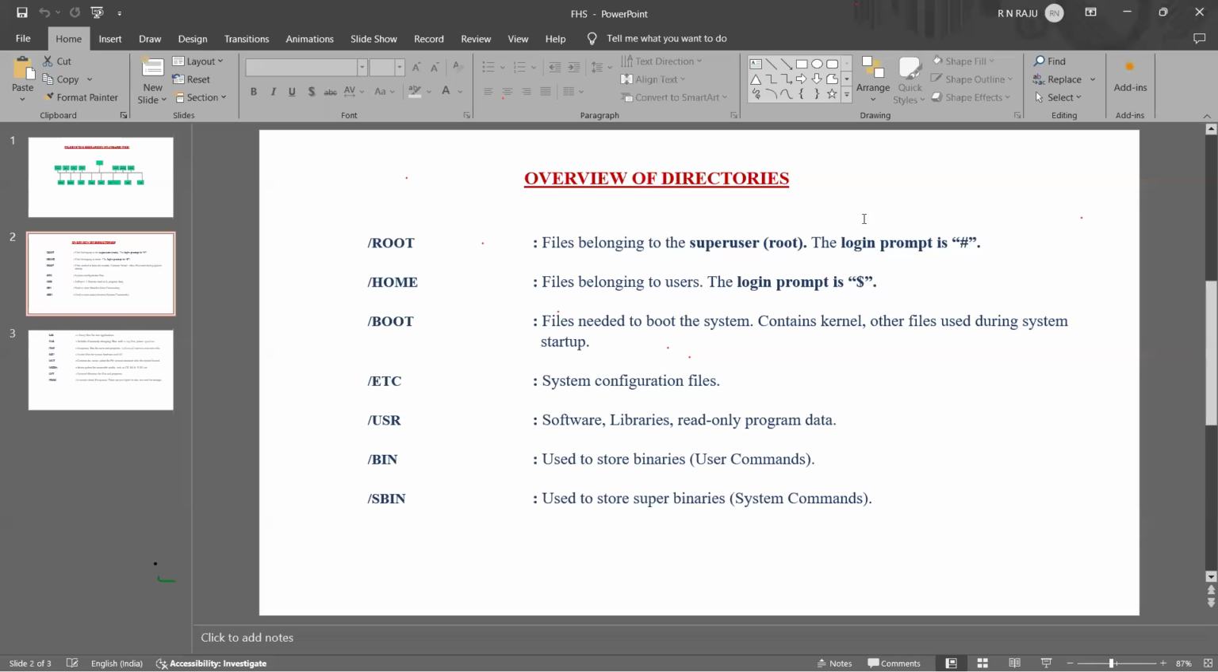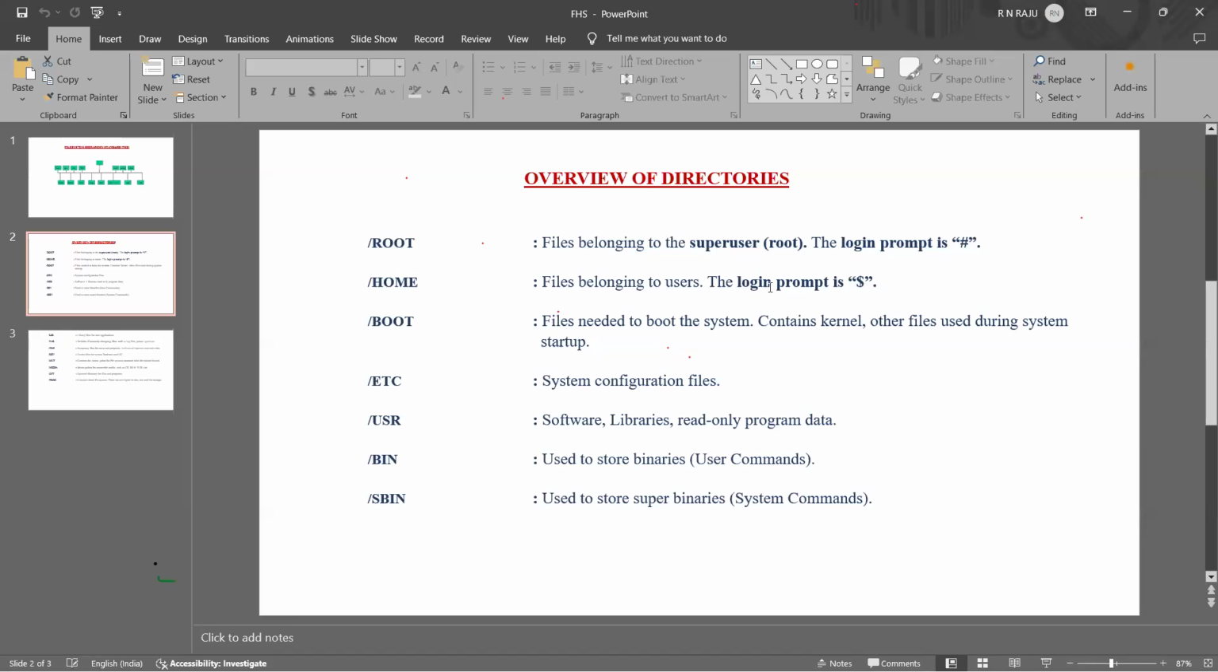But all files belonging to the root user are under the slash root directory. With the same name, one directory is available. Within the directory, all files are located. But where are the normal user files? Every normal user file is located under the home directory. So that's why the home directory maintains normal user files.